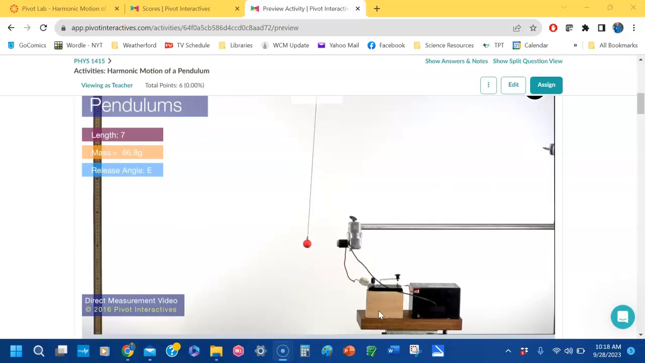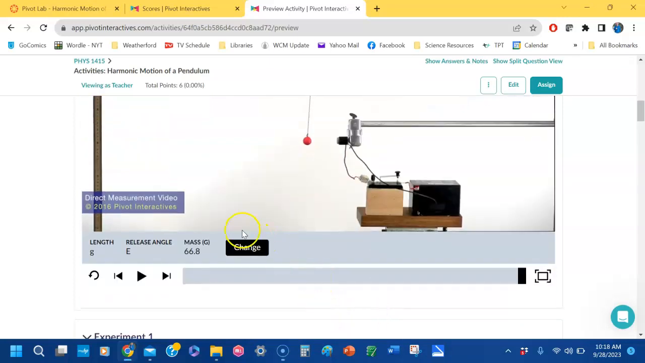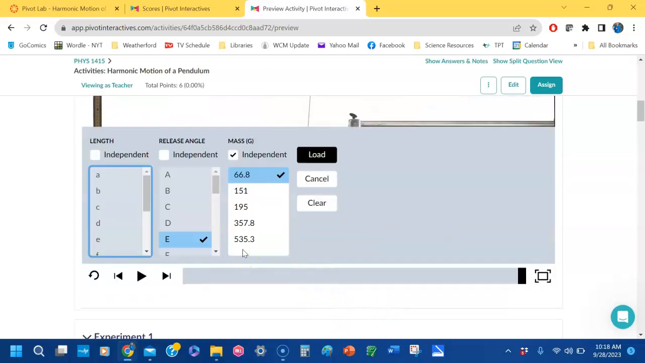Let's talk about how we're going to do this. First of all, we need to go down here where it says change. Okay, and we can pick which one we want to test first. I'm going to put mass right here, and we're going to click up here where it says independent variable. Okay, let me just clear it for a second.